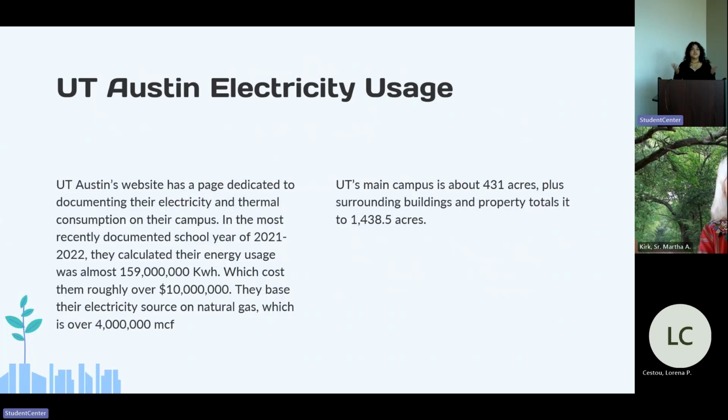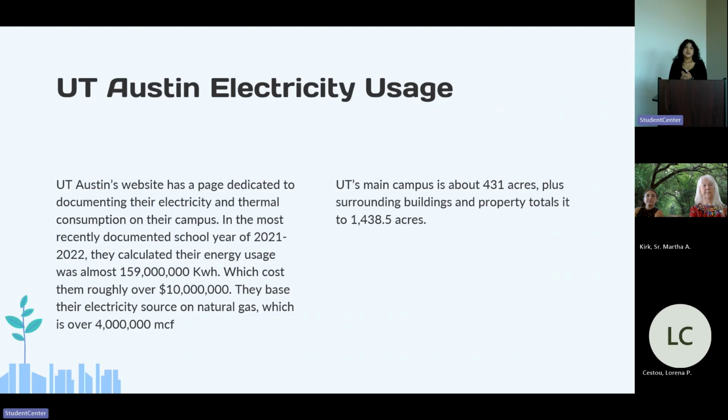Again, their campus is super big. They're over 400 acres plus other buildings. Well, their main campus is 431 acres, but the other buildings that they own total up to 1,438.5 acres. So you can see that even with their natural gas usage, it's still a lot, and there still could be ways that we could reduce this.